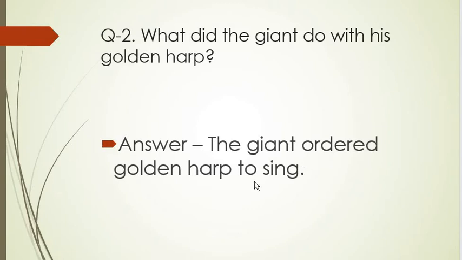Obviously, when I explained the lesson you know that harp is a musical instrument, right? So giant, what did he do? For the first time, when Jack went, he took the golden eggs and the hen from that basket, and for the second time when Jack went there, he saw that there is a golden harp. When ordered, the harp used to sing and play the music at the same time on its own. That was again magical and golden too. So what did the giant do with his golden harp? The giant ordered the golden harp to sing.